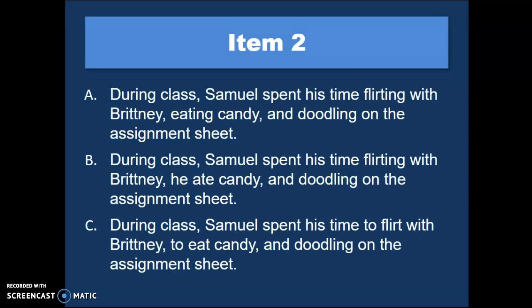A, during class, Samuel spent his time flirting with Brittany, eating candy, and doodling on the assignment sheet. B, during class, Samuel spent his time flirting with Brittany, he ate candy, and doodling on the assignment sheet. C, during class, Samuel spent his time to flirt with Brittany, to eat candy, and doodling on the assignment sheet.